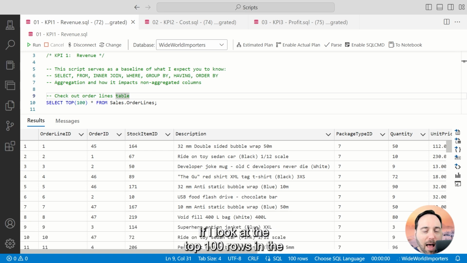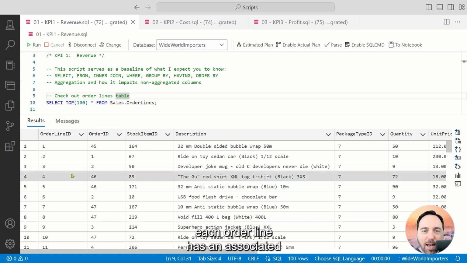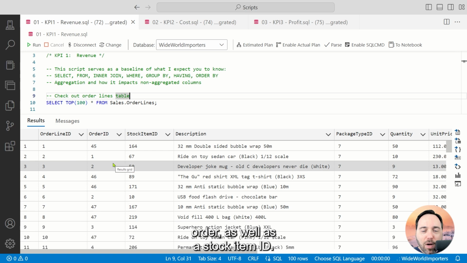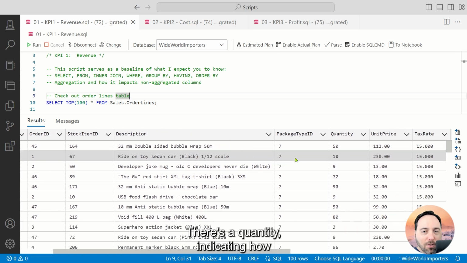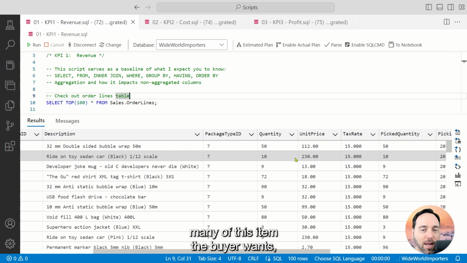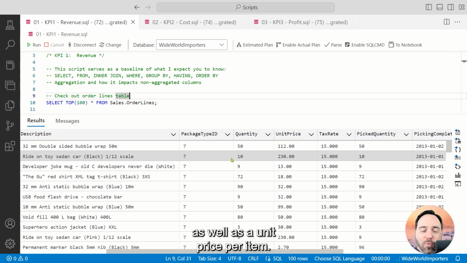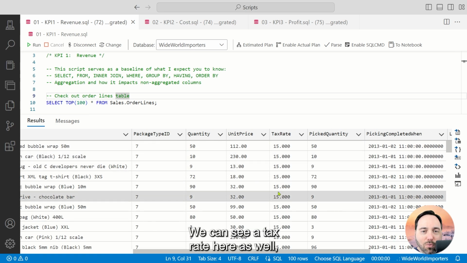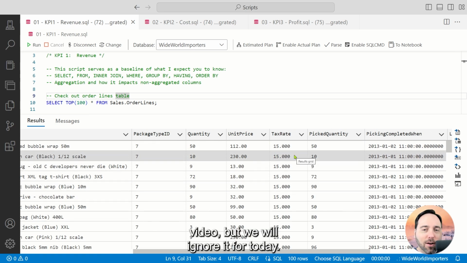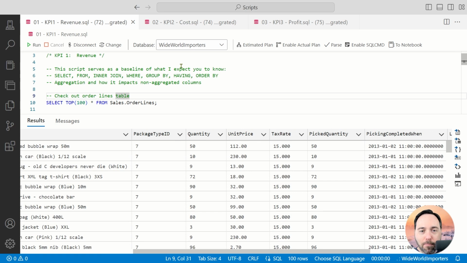If I look at the top 100 rows in the order lines table, we can see that each order line has an associated order as well as a stock item ID. The stock item ID represents the product, and we see some duplication of the product description here. There's a quantity indicating how many of this item the buyer wants, as well as a unit price per item. We can see a tax rate here as well, which may come into play in a later video, but we will ignore it for today.